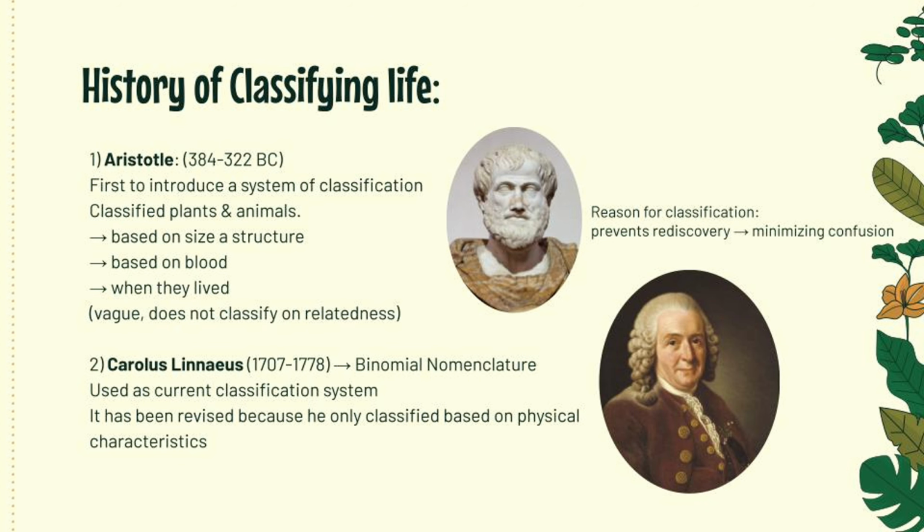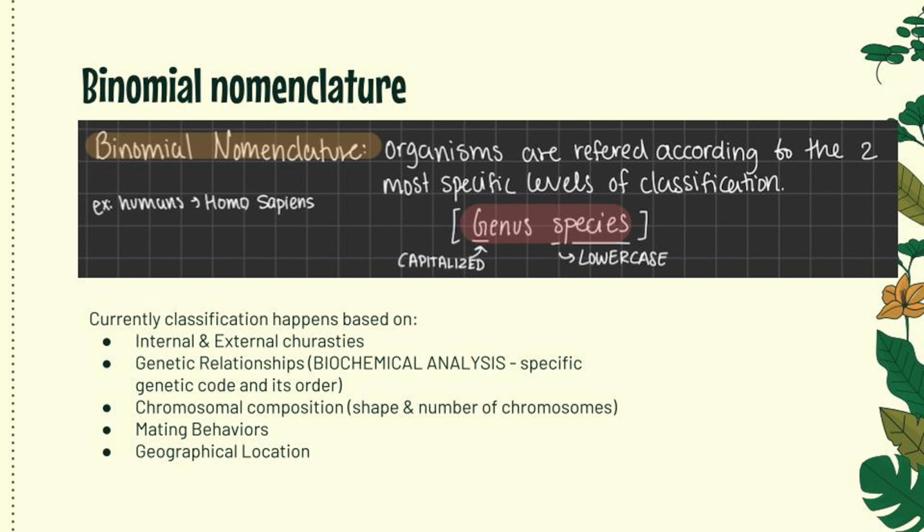Now moving on, I would also like to mention that classification is very important so that we don't confuse or rediscover animals by accident or something like that, and hence classification becomes something very important in science. Next, we have binomial nomenclature, and that is what Carolus Linnaeus made, and we kind of tweaked it, but we'll talk about the tweaking part later.